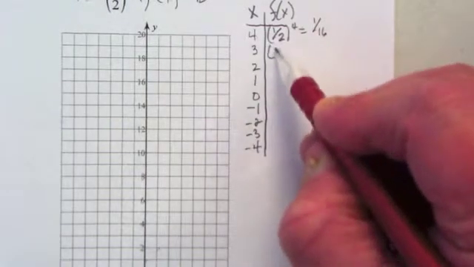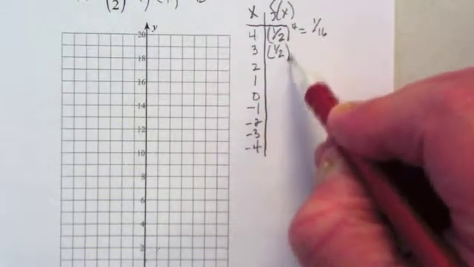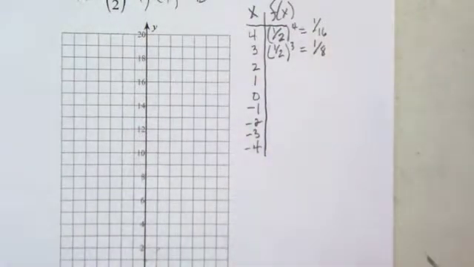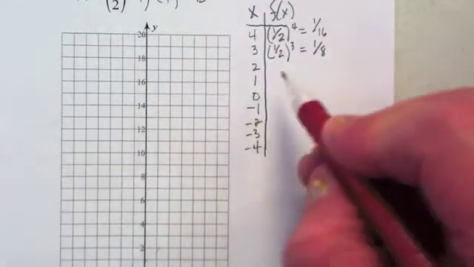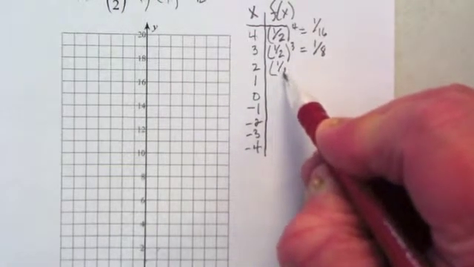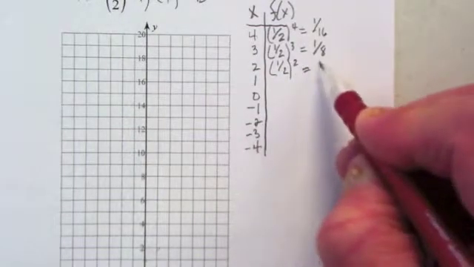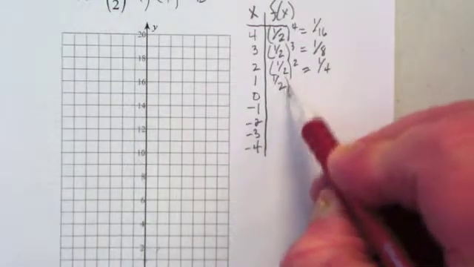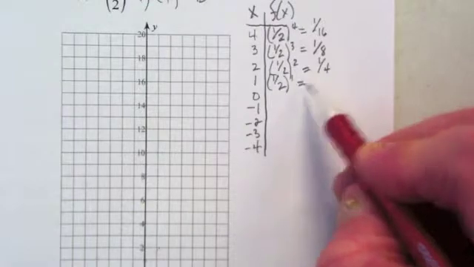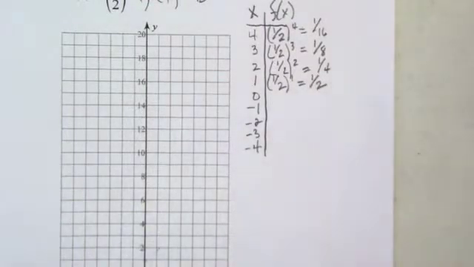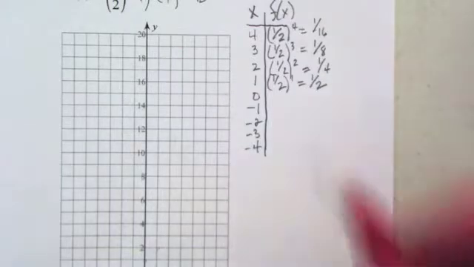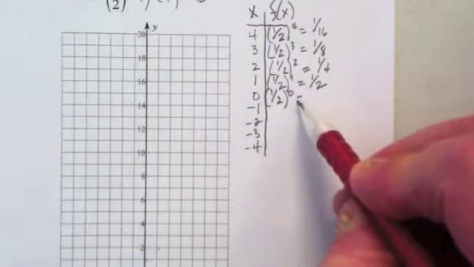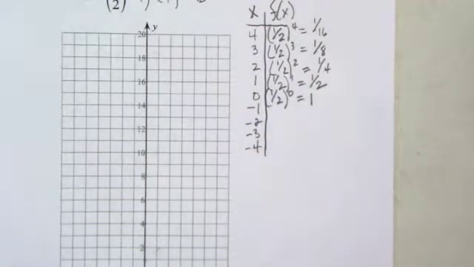All right, now if I take 1/2 to the 3rd power, I should get 1/8. And then if I take 1/2 to the 2nd power, I should get 1/4. Now, 1/2 to the 1st power, anything to the 1st power is the number itself, so that'd be 1/2. Okay? And 1/2 to the 0 power is 1. Anything to the 0 power is 1.